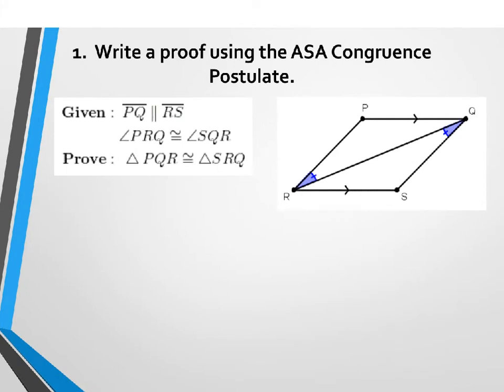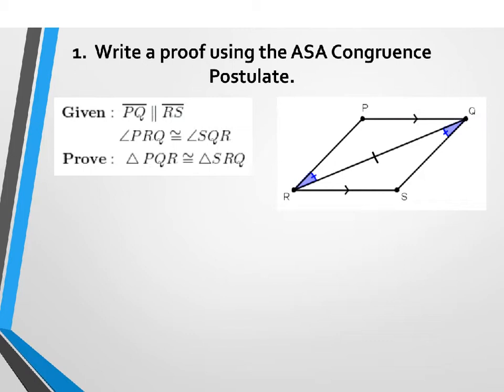All right, so now let's look at using these two theorems or postulates in proofs. On this first one, I have: write a proof using the angle side angle congruence postulate. So we know we're going to be using angle side angle in this one. Let's look at our given information first. This angle right here, PRQ, is given to us, and it's already marked on our figure that it's congruent to angle SQR. And we should also know that since both triangles have a common side, it's congruent to itself.